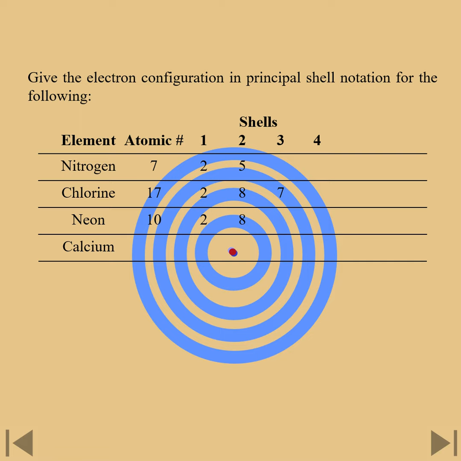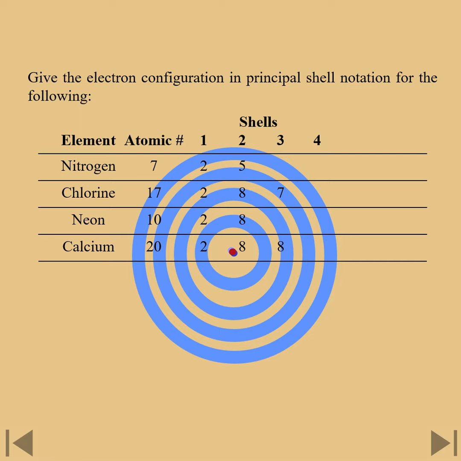Okay, now calcium. What's the atomic number of calcium? 20. So now we're venturing beyond 18 electrons. So what does that mean? Well, let's go ahead and see what happens. Of the 20, how many go into shell 1? Shell 1 holds 2. Of the remaining 18, how many go into shell 2? Shell 2 holds 8. Of the remaining 10, how many go into shell 3? Well, we know we're safe with the first 8. By the way, that gets us up to argon.